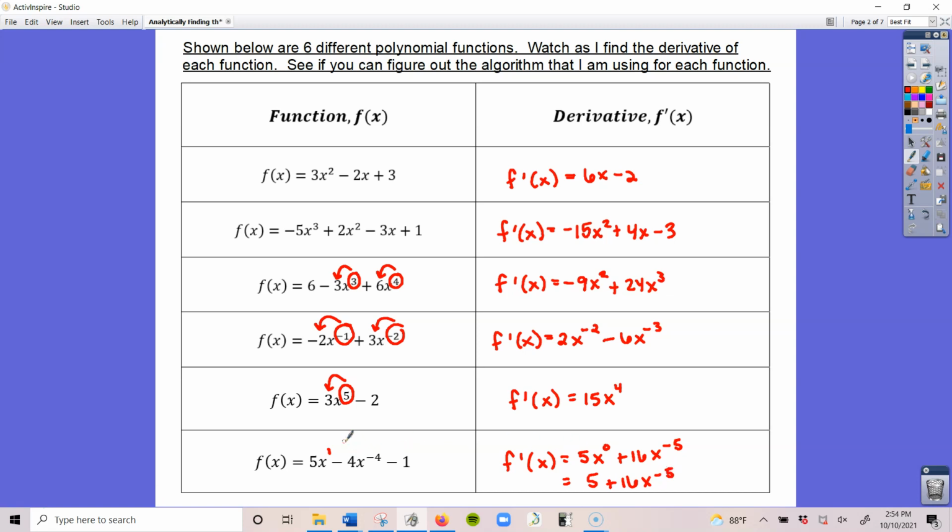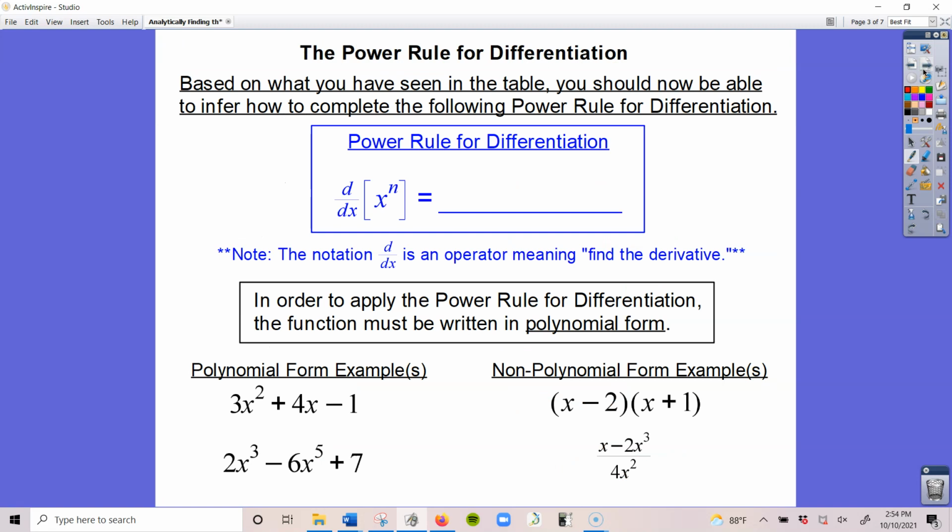Anytime you're finding the derivative of a term that is just x, the derivative would be the coefficient that is attached. So like I said earlier when I started, this is called the power rule. Now just so you understand what this notation means, when you see d over dx, that's an operator, which means find the derivative of whatever is next to it. So d dx, the derivative in terms of x, that's what that means, of x to the n.